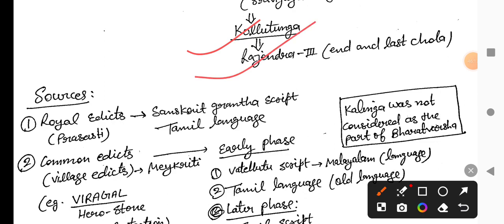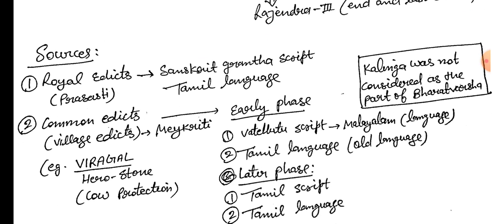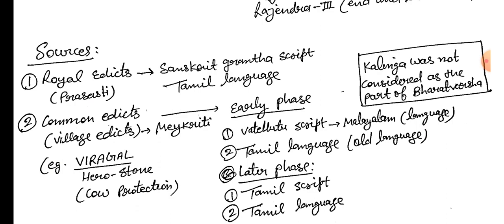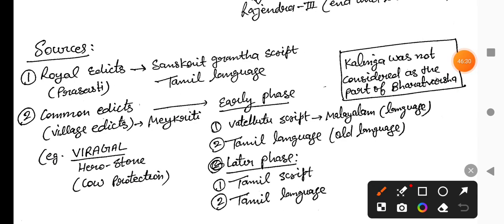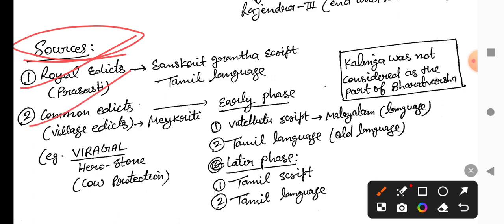he was the last ruler of the Chola dynasty, and after Rajendra III the Chola dynasty declined. Okay, and what are the sources to know about these things? Royal edicts, Sanskrit, Grantha script, Tamil language, common edicts, early phase, village edicts.